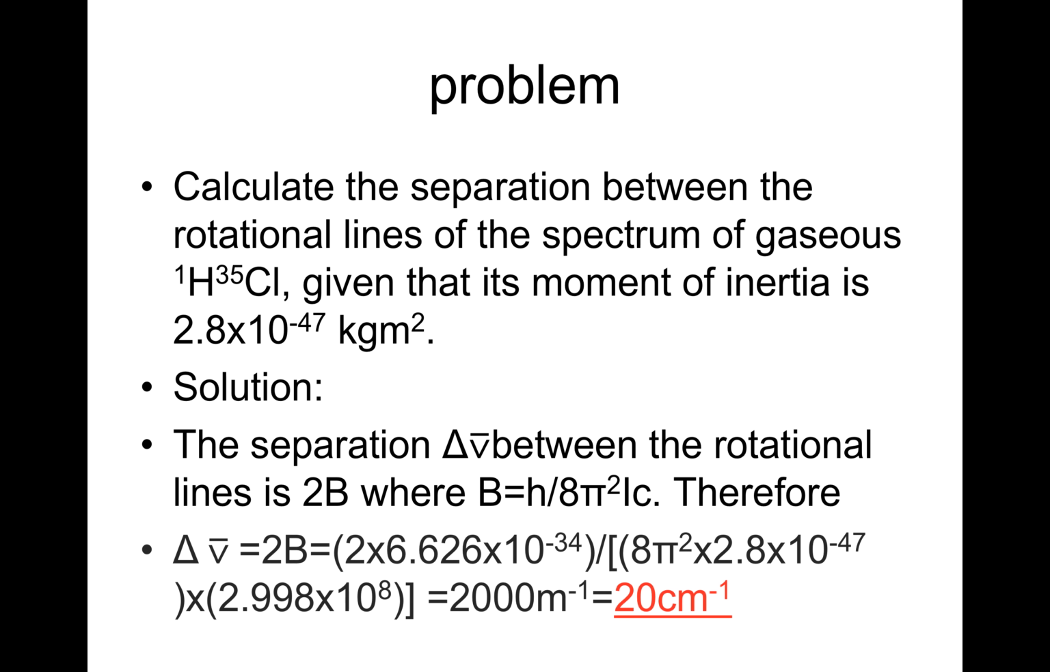Therefore, Δν is equal to 2B, which is equal to 2 × 6.626 × 10^-34 all over (8π² × 2.8 × 10^-47)(2.998 × 10^8), which gives 2,000 per meter or 20 per centimeter.